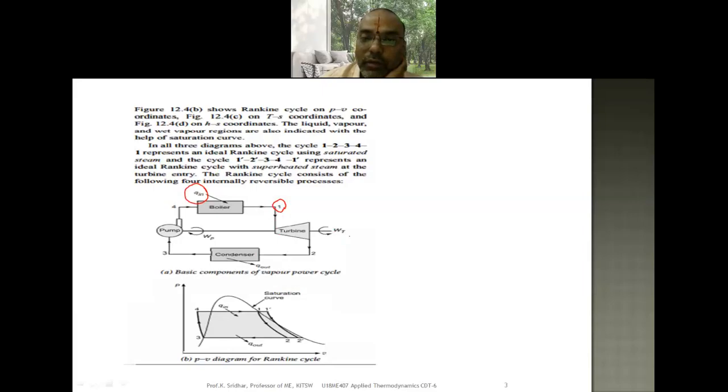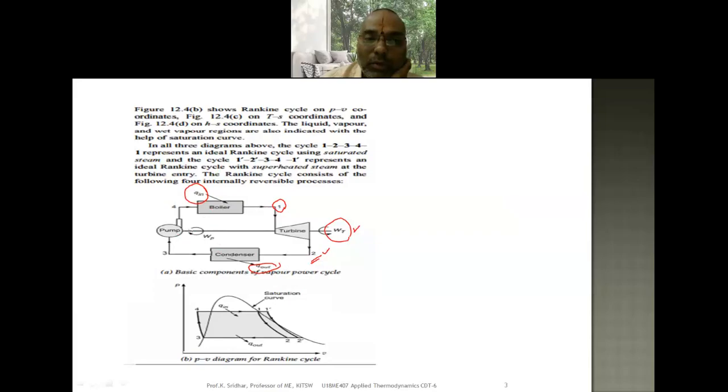Here we are able to produce some amount of mechanical power, that is WT, the work done by the turbine. The turbine exit is given as 2, where the exhaust steam leaves the turbine. Now it goes to the condenser. The condenser is a heat rejection device, that is Q out. The condensed steam goes to the pump. The pump is a device used to increase the pressure of the working fluid from the condenser pressure to the boiler pressure.